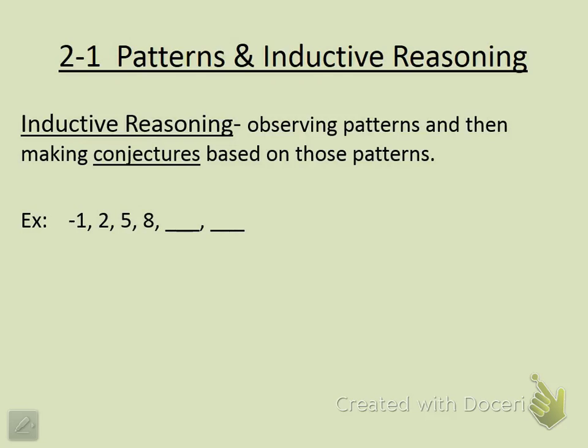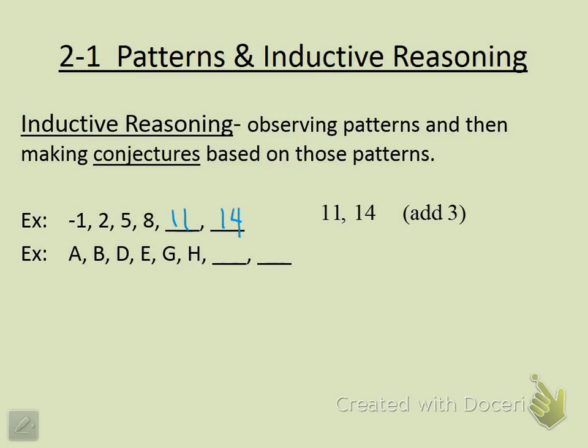Here's an example. If we have -1, 2, 5, 8, we notice that each time we are adding 3 to it. So our next two answers will be 11 and 14, because we add 3 onto 8 to get 11 and add 3 onto 11 to get 14.